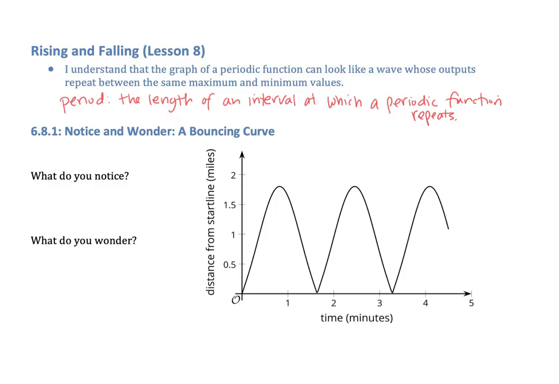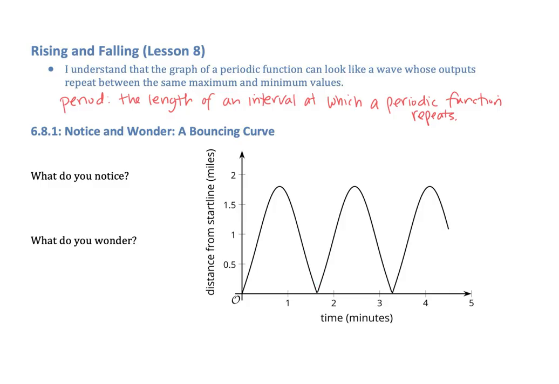All right, part 2, the rising and falling, day 4, lesson 8. We're going to work on our second goal. Our second goal is to understand that the graph of a periodic function can look like a wave whose outputs repeat between the same maximum and the same minimum.